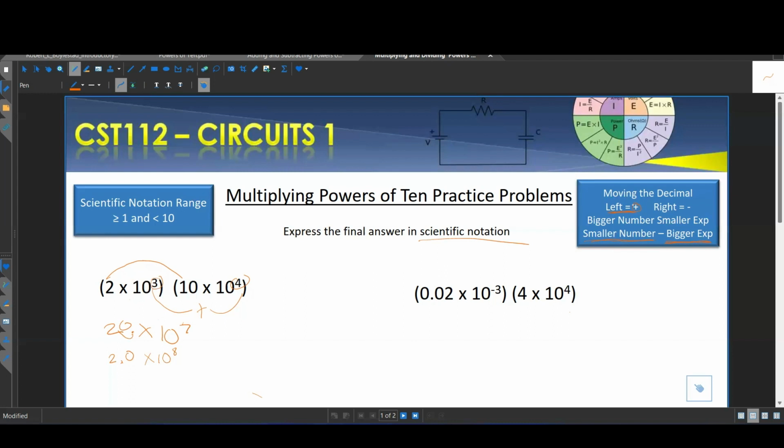All right, so let's take a look at the next one. This is 0.02 times 10 to the minus 3 times 4 times 10 to the 4th. A couple different ways you could have done it. You could easily just multiply the 0.02 times 4 and get 0.08.